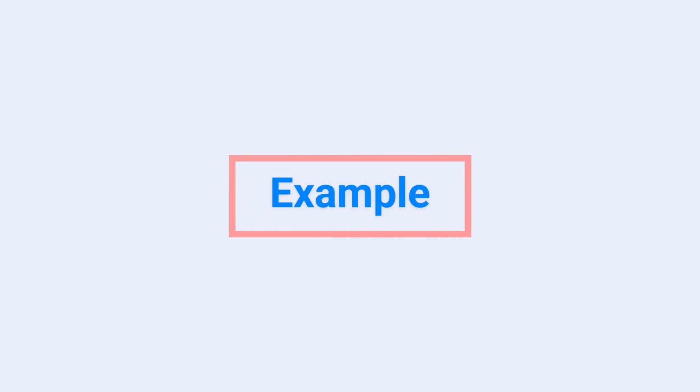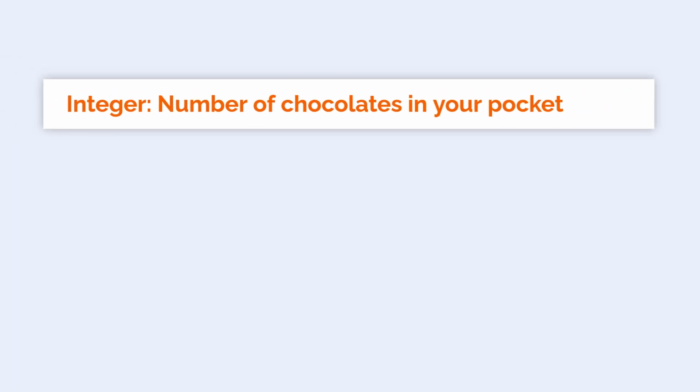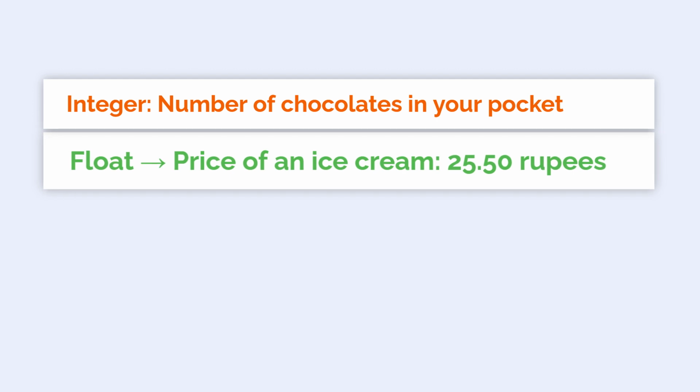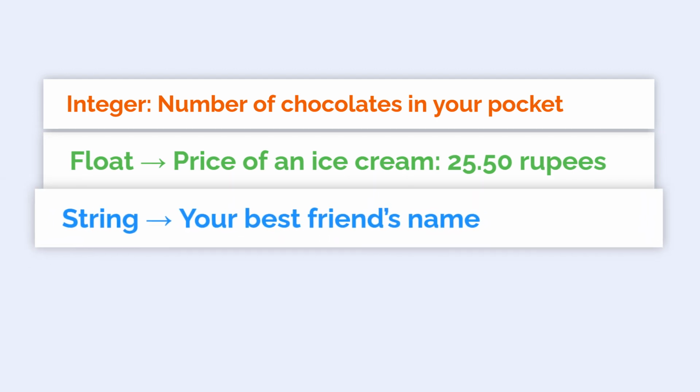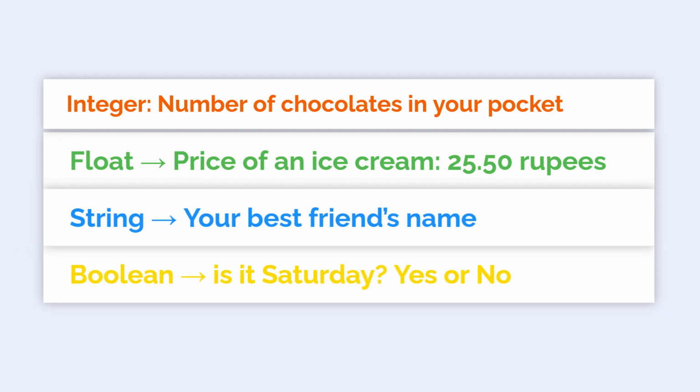Let's try some simple examples. Integer: number of chocolates in your pocket. Next, float: price of an ice cream, 25.50 rupees. String: your best friend's name. Boolean: is it Saturday? Yes or no?